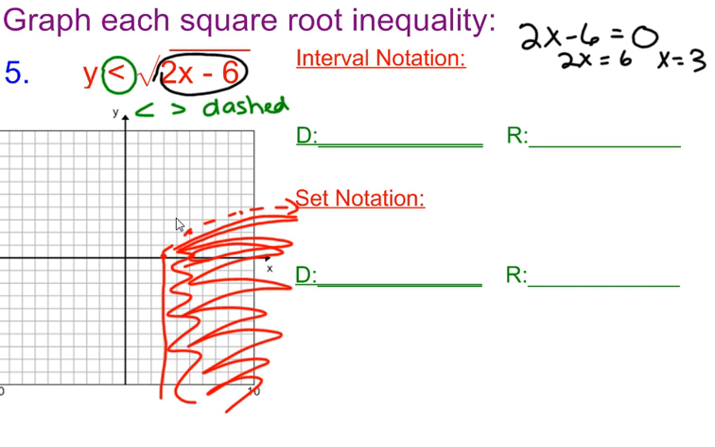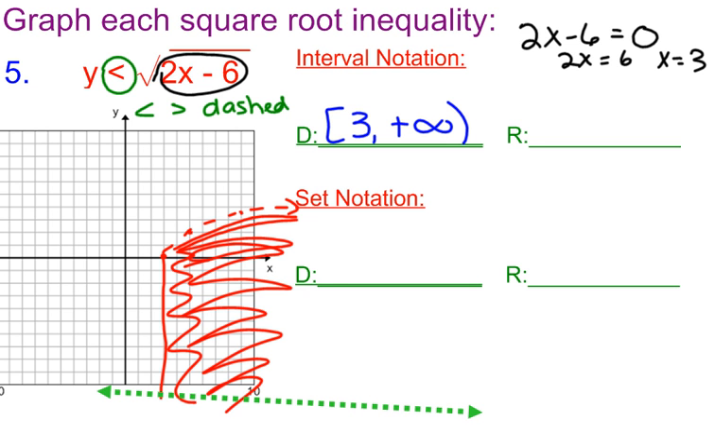So I would say I am touching at 3, right? So I'm going to do a bracket for my domain, and then I seem to go on forever. For my range, if I draw on this line here, let's look at it quick.